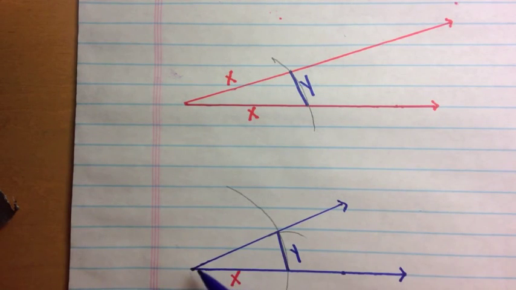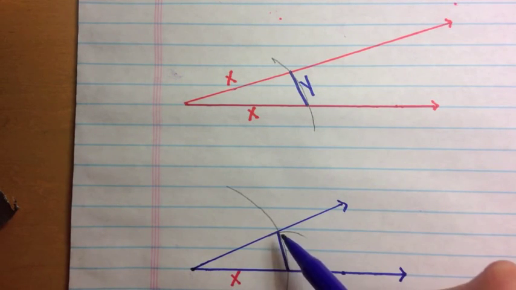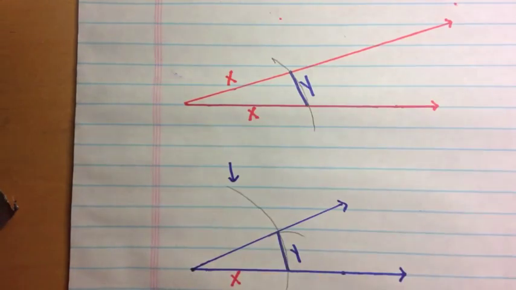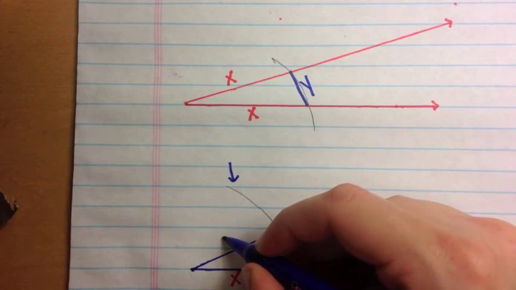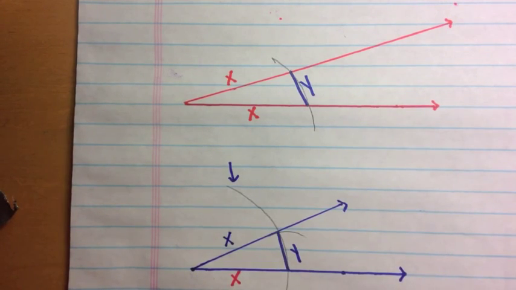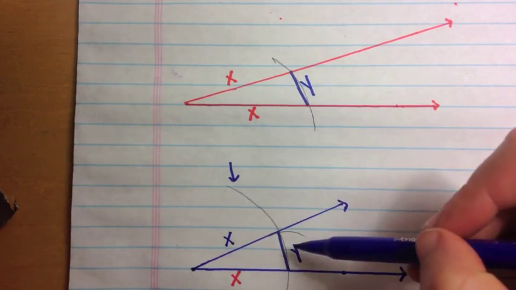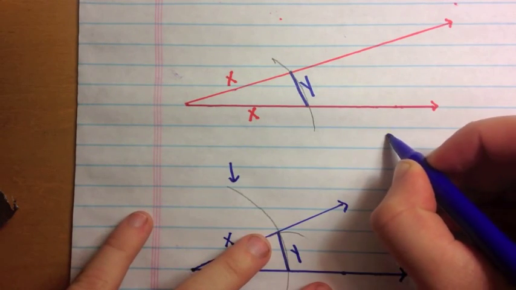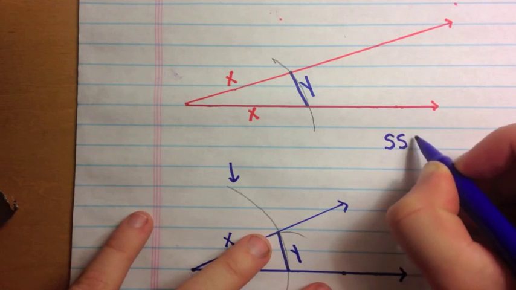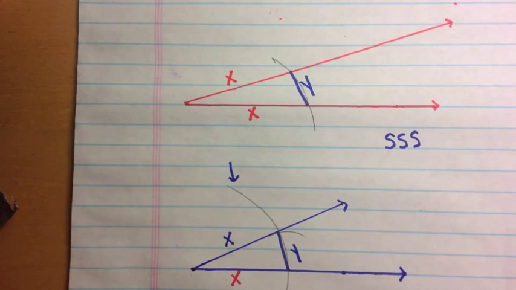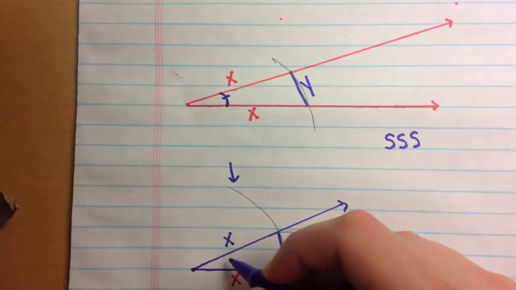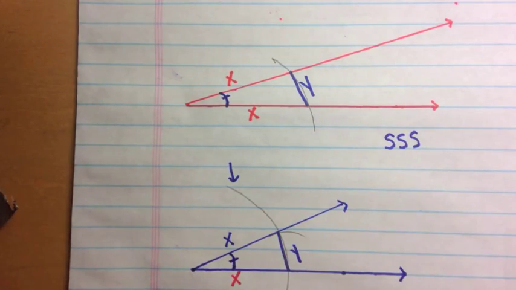So we also know what this length is from here to there, because it was created when I made this original arc. So I know that this length is also x. So if you look here, I have two triangles, and I can prove using S, S, S, that the two triangles are congruent. So then using CPCTC, I know that this angle is congruent to that angle.